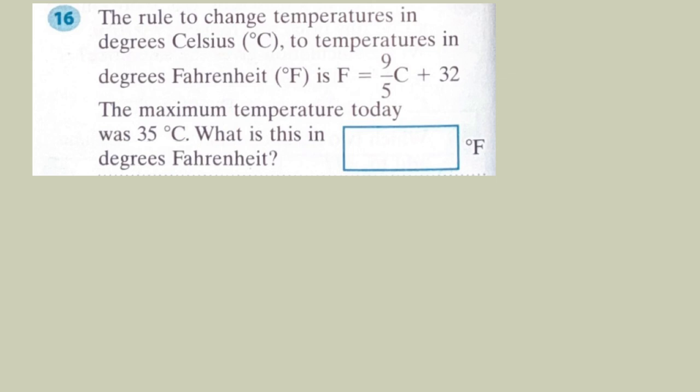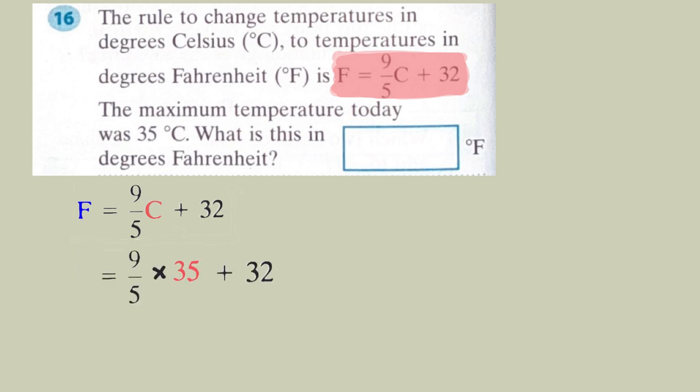The rule to change temperatures in degrees Celsius to temperatures in degrees Fahrenheit is here. And the maximum temperature today is 35 Celsius. What is this in degrees Fahrenheit? So we're going to just substitute the C in here, which is Celsius, for 35 and work out the value of F. Since we know that we have to do the multiplication first, I'll put brackets around over here.